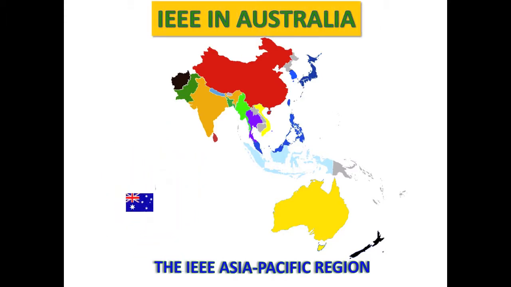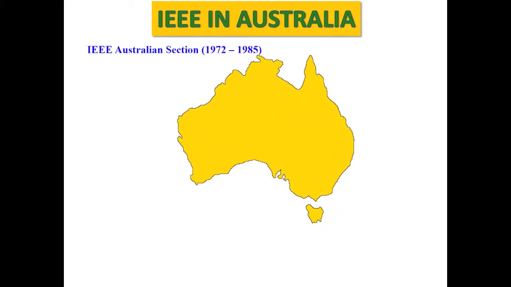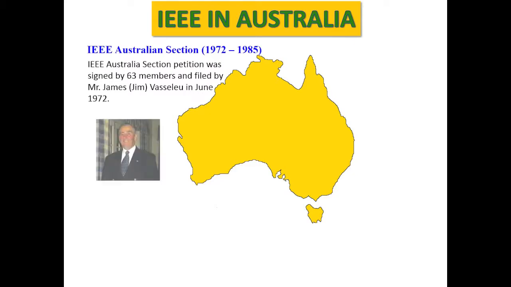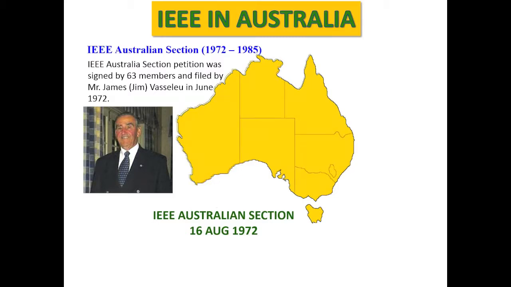Records indicate presence of IEEE members in Australia as far back as in the late 19th century. However, formal IEEE involvement started with the petition, signed by 63 members, filed by Mr. James Vassalou in June 1972. After the approval, the Australian section was established on the 16th of August, 1972.